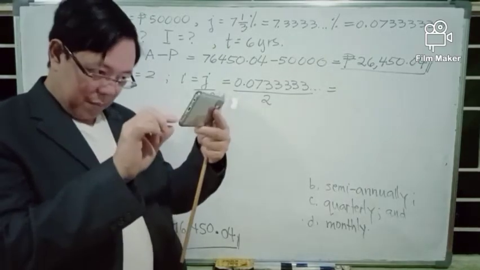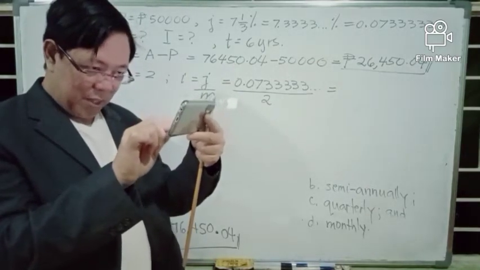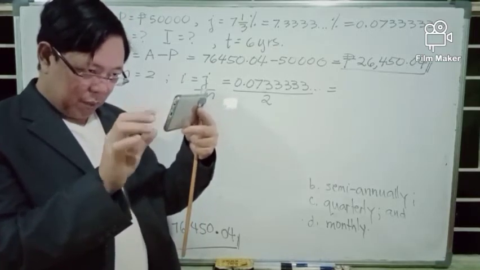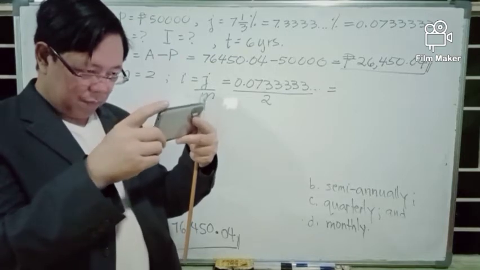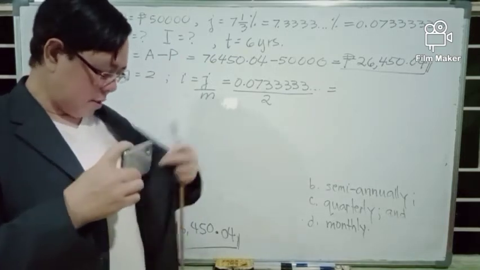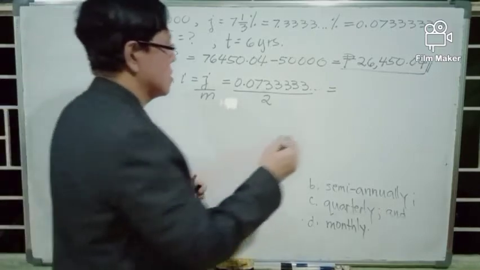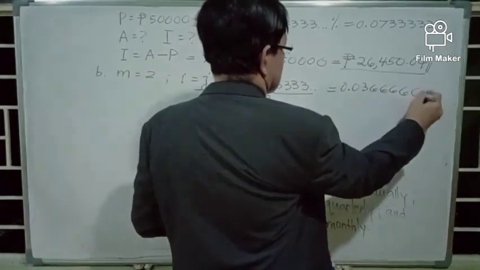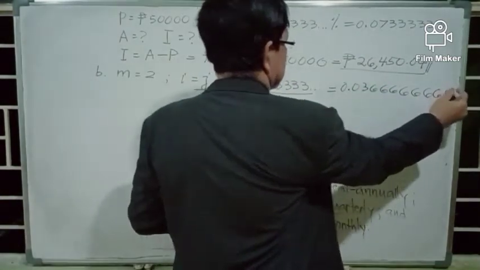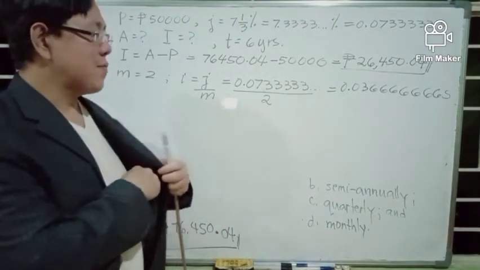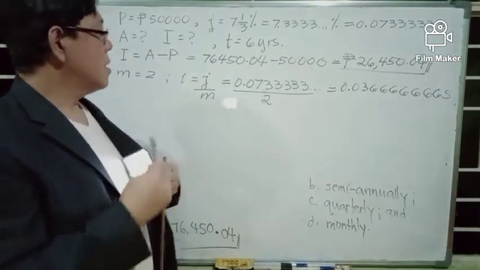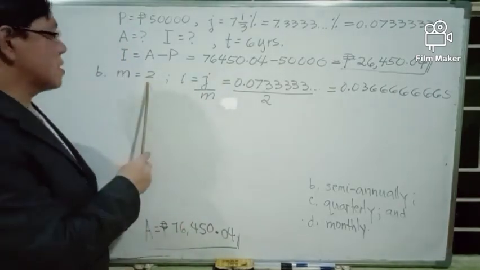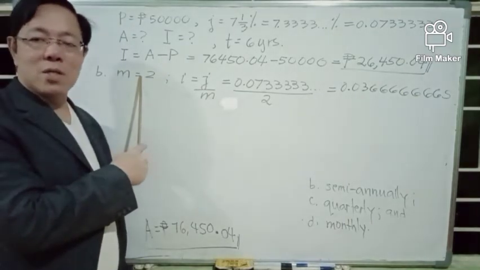We have 0.07333. You press as many 3 as you can in your calculator, and divide by 2. You should get 0.0366666, where 6 is repeated without end. The last digit is 5. This is because the interest will be computed 2 times in 1 year, or twice a year.